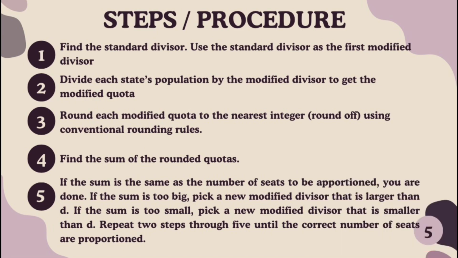The fifth one, the last one: if the sum is the same as the number of seats to be apportioned, you are done. But if the sum is too big, you have to pick a new modified divisor that is larger than B. But if the sum is too small, you have to pick a new divisor that is smaller than B. You have to repeat steps 2 through 5 until the correct number of seats are proportional.